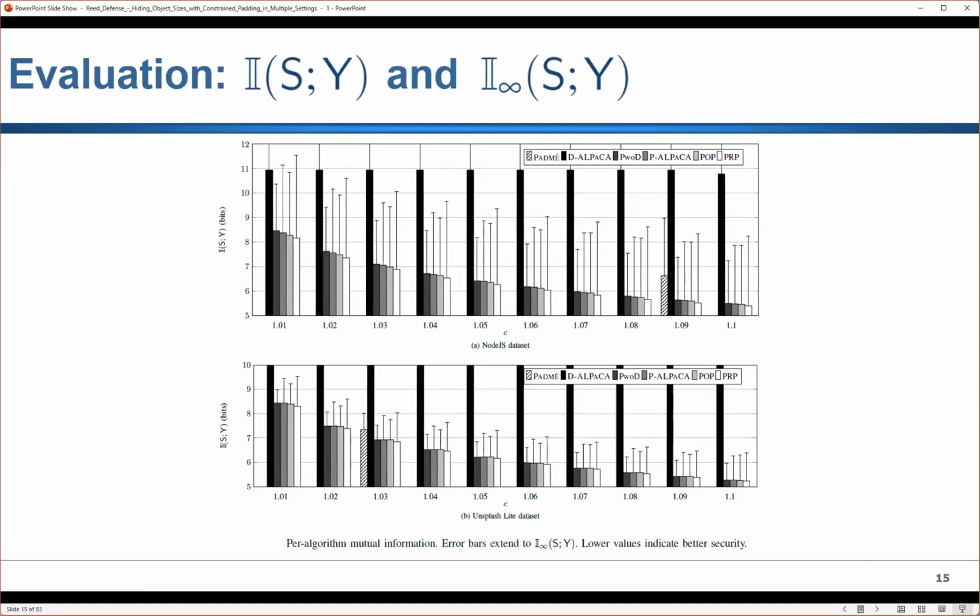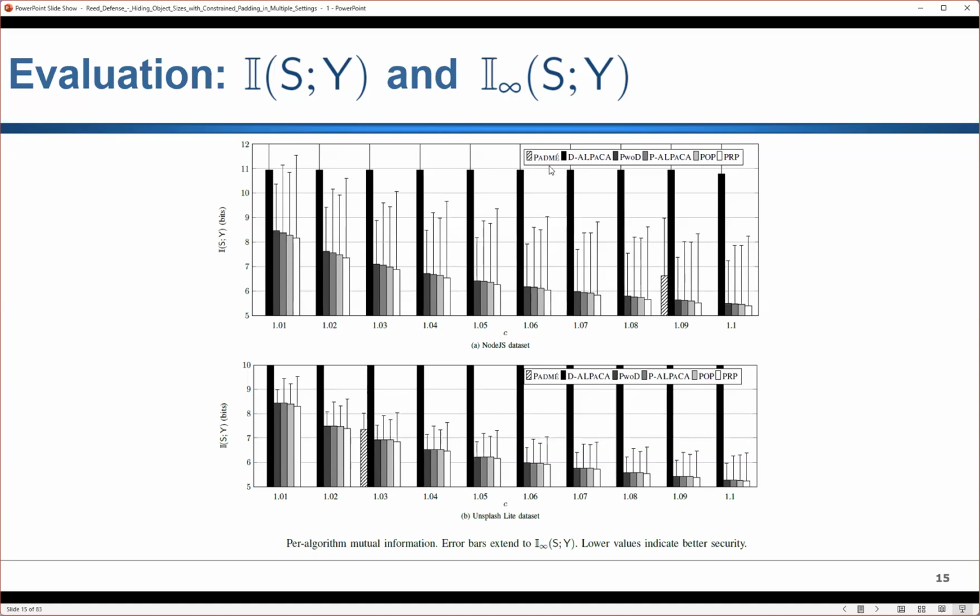And so as part of our evaluation, for each data set, our Node.js data set and our Unsplashlight data set of pictures, for increasing values of C, we used each algorithm to produce a padding scheme for the given data set, and then calculated both its resultant mutual information and also its result for I infinity at each value of C.